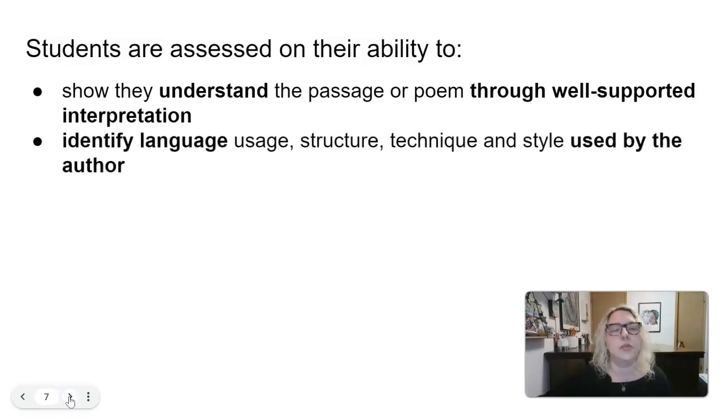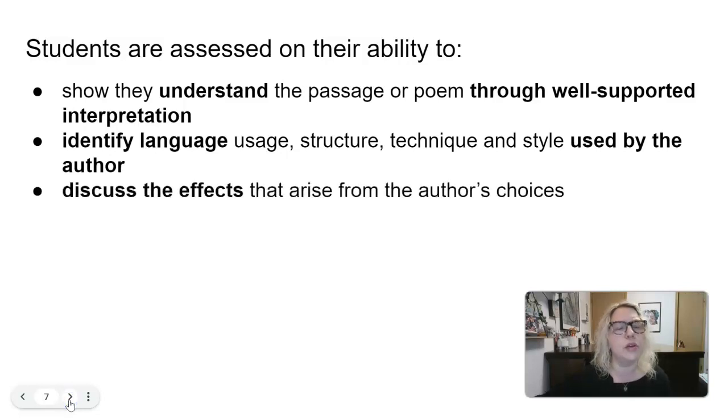You're also going to be assessed on your ability to identify language, usage, structure, technique, and style. These are authorial choices or aspects of language or literary features. We use a lot of different terms when we talk about these, but it is the tools of the author at their hand, things that can be boiled down to word choice, diction, imagery, the creation or evocation of senses, tone, the attitude of the speaker, or structure, how it's organized. You'll also be expected to discuss the effects that arise from these authors' choices, and that, of course, is evaluation.